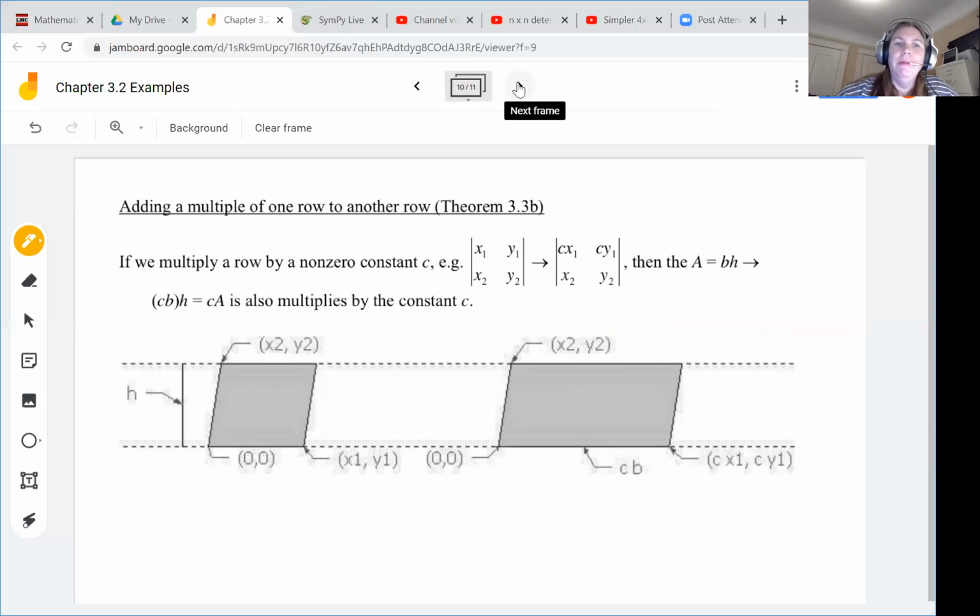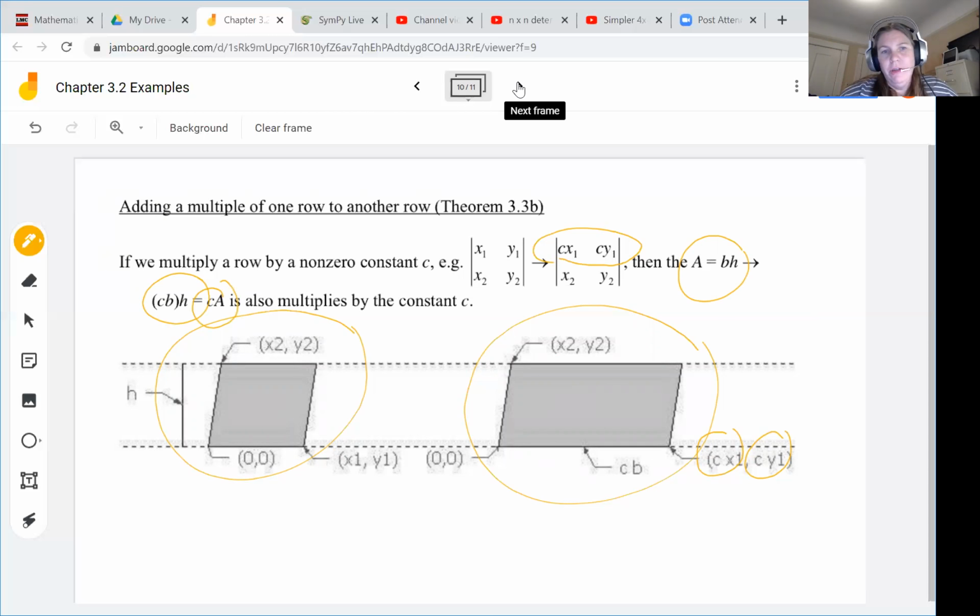And then if you want to think about multiplying a row by a constant, you can see that just kind of stretches out our parallelogram. So here we take the top row and multiply by constant c, and you can see that multiplies x1 and y1, so that stretches the parallelogram out. So the area is just c times bigger. The area used to be base times height, now it's c times base times height, or c times a, because multiplication is commutative.